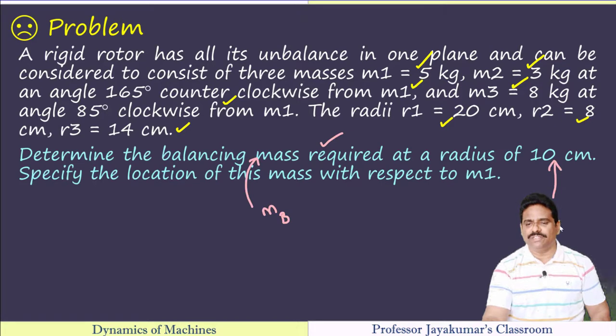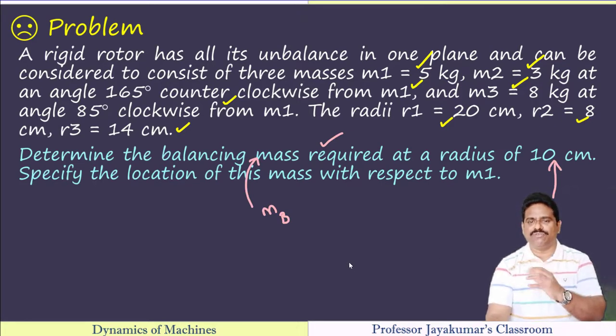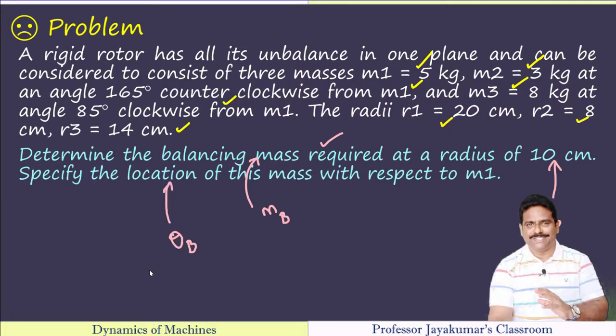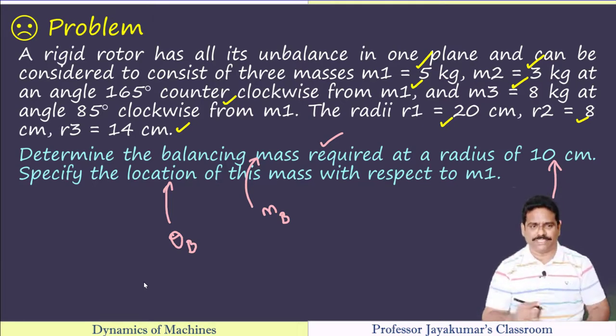The radius of rotation of the balancing mass is given as 10 centimeter, right? So we need to determine the magnitude and location of the balancing mass to be added to this three rotor system so that it will be in complete balance. Is the problem clear? Yes.